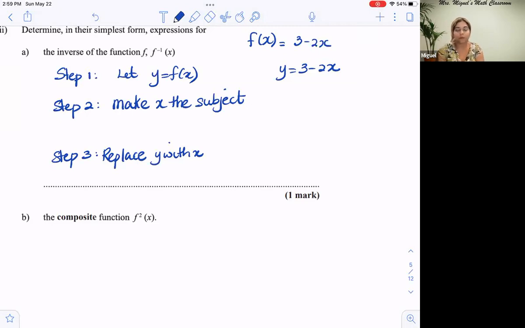The first thing you may want to do is make x positive. So you may want to move this negative 2x to the opposite side, making it positive. And by doing so, you will have positive 2x. So try that first.